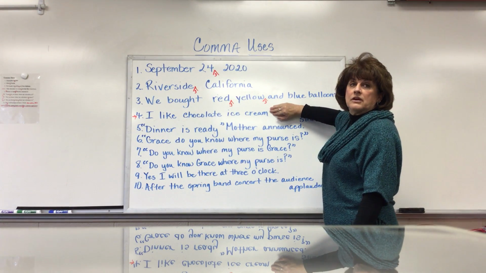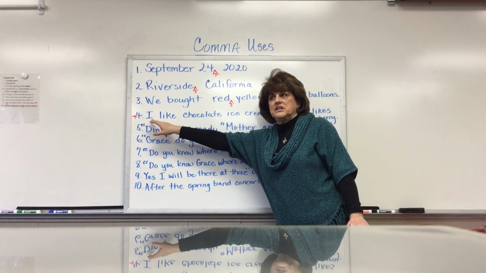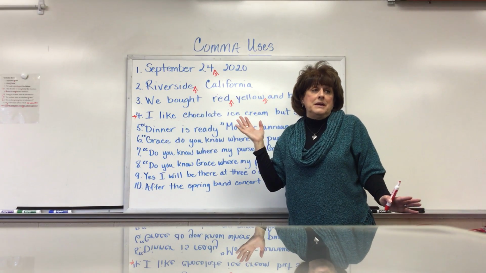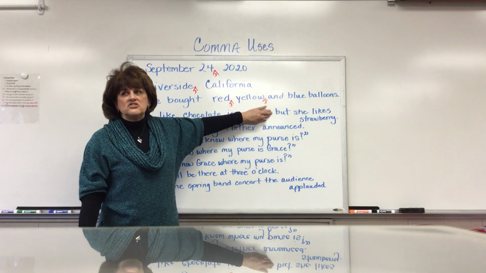I like chocolate ice cream. That's a perfectly fine sentence. We've got a verb here, we've got a subject, I, and it tells the complete thought, I like chocolate ice cream. That's an independent clause. But over here, but she likes strawberry.